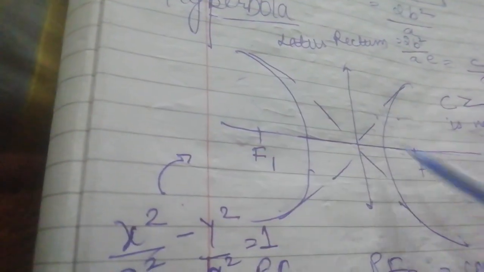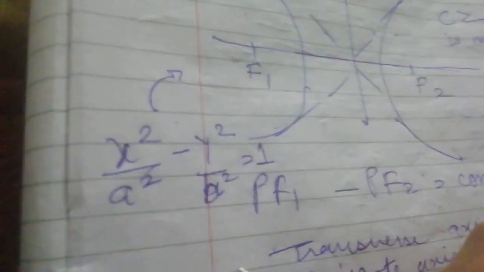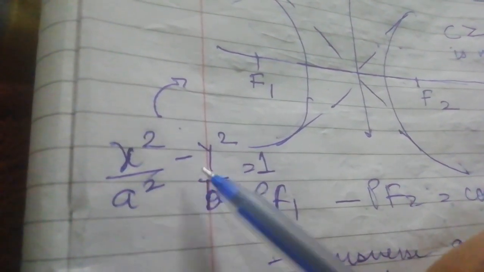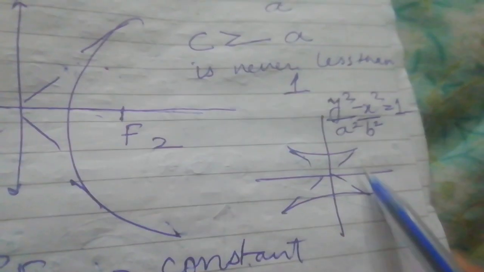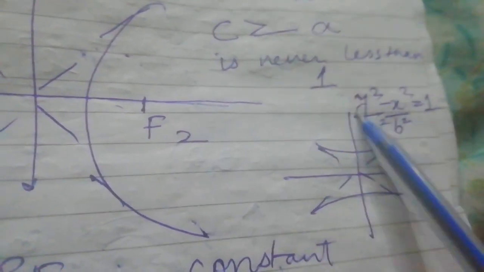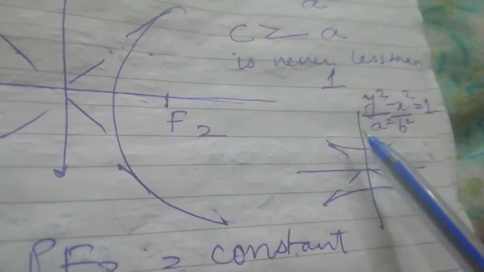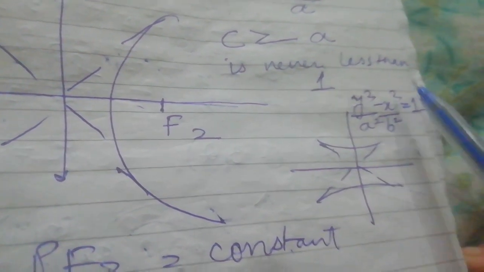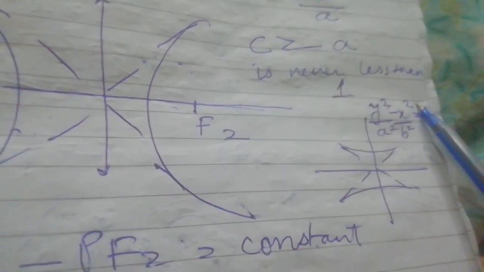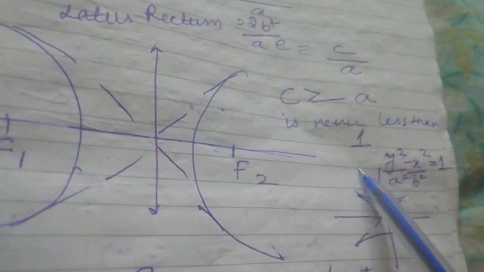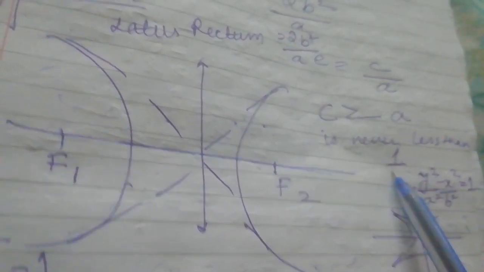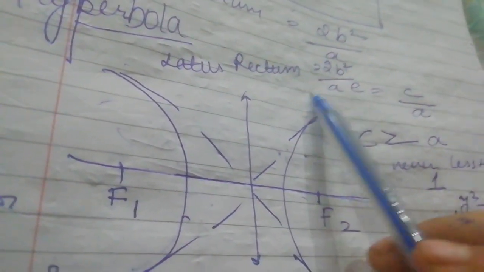If it opens horizontally, the equation is x squared upon a squared minus y squared upon b squared equals 1. But when it is vertical, the equation is y squared upon a squared minus x squared upon b squared equals 1. Let me repeat it: y squared upon a squared minus x squared upon b squared equals 1. The eccentricity can never be less than 1, and the latus rectum is 2b squared upon a, just like in the case of an ellipse.